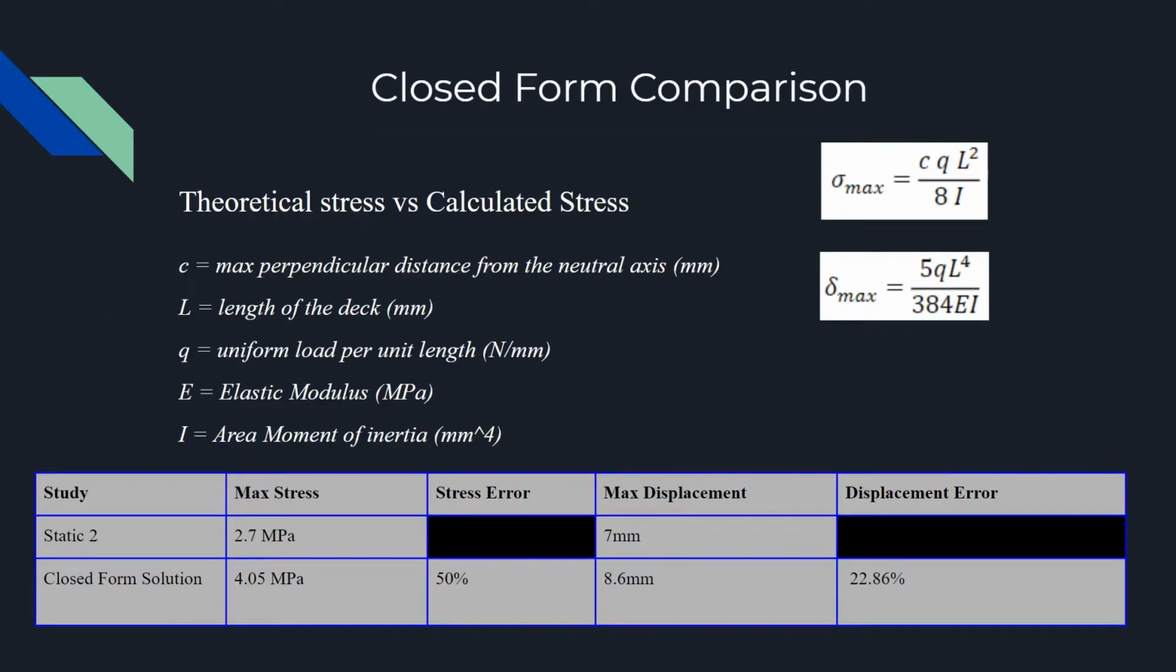A closed form comparison was conducted to compare the FEA solutions and our own calculations for the skateboard during aerial tricks. The solution was formed by equating the board to a beam with a fixed restraint and a roller restraint on opposing sides. The closed form solution provided close predictions but was not as accurate as the FEA solutions. The errors for the closed form comparison were 50% and 22.86% for the stress and displacement errors respectively.